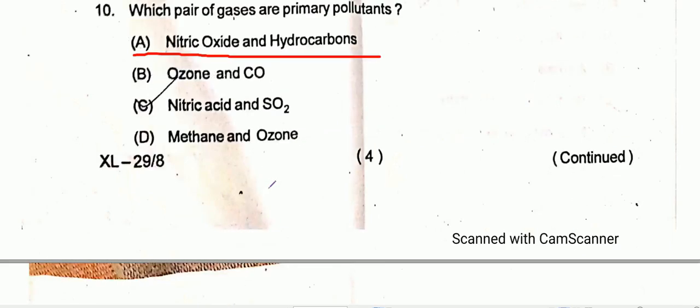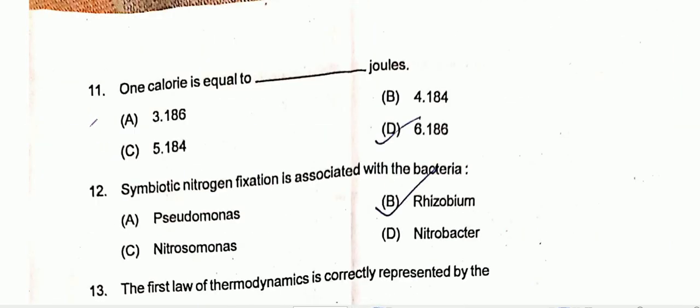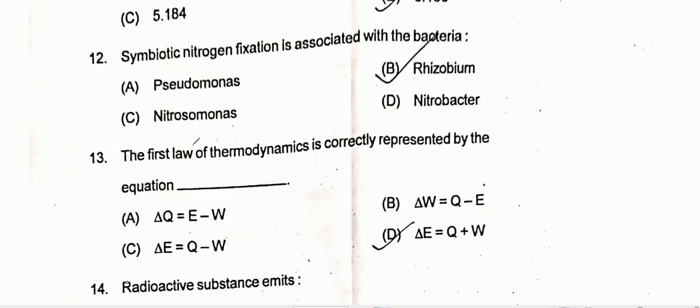Question number 10. Which pair of gases are primary pollutants? So option A is the correct one, that is nitric oxide and hydrocarbons. Question number 11. 1 calorie is equivalent to 4.184 joule, that is 4.2 joule. So option B is the correct one. Question number 12. Symbiotic nitrogen fixation is associated with the bacteria rhizobium. So option B is the correct one.